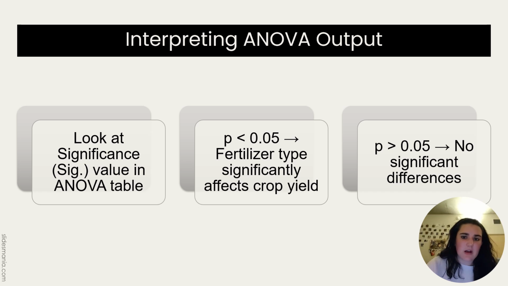Also, look at the F-value. A larger F-value generally points to greater differences between group means. But this is the important part: ANOVA itself doesn't tell us which groups are different, only that at least one difference exists. If our p-value is significant, we will need a post hoc test to find out exactly where the differences are.